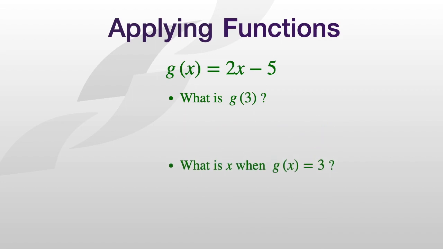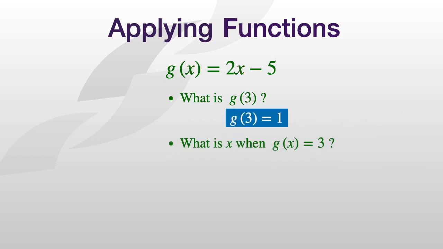We could graph the function and use the graph, but we can also use algebra. For the first question, the 3 corresponds to the x value, so we can substitute 3 into x in the equation. So g of 3 equals 2 times 3 minus 5, which is 6 minus 5, so g of 3 equals 1.